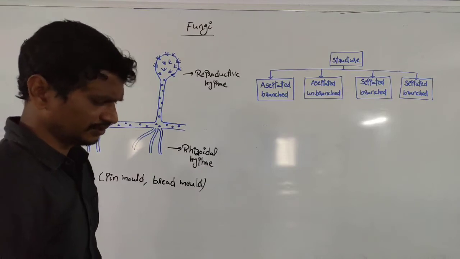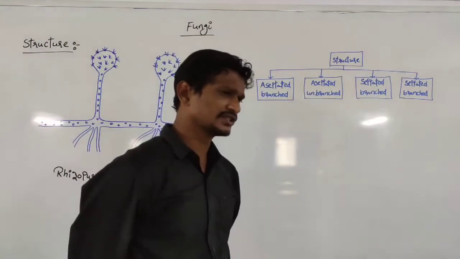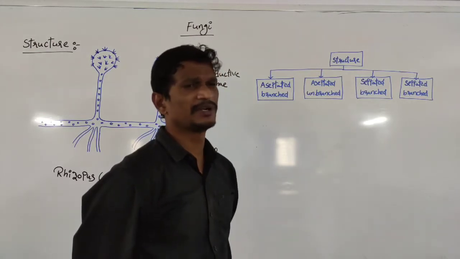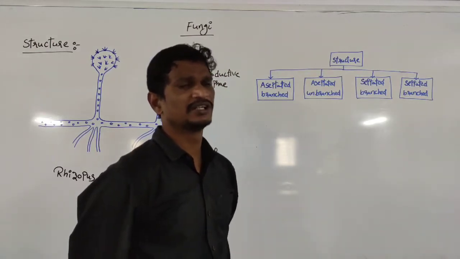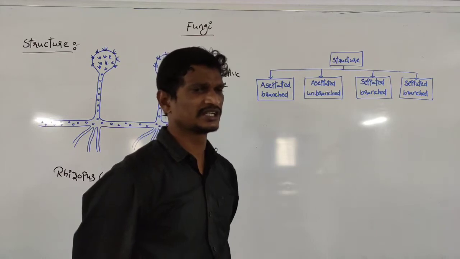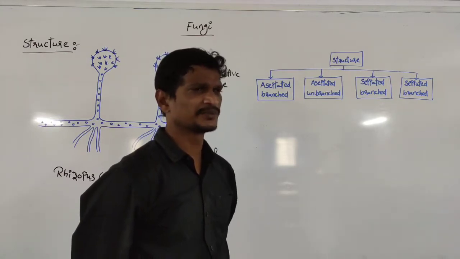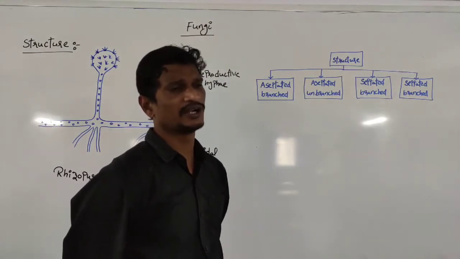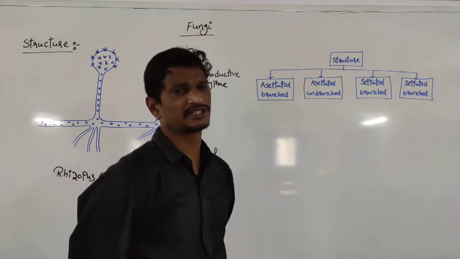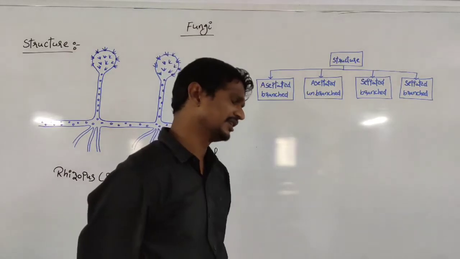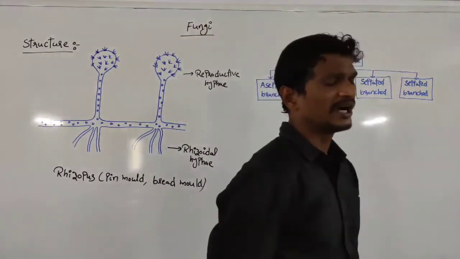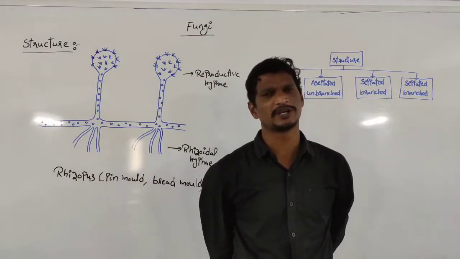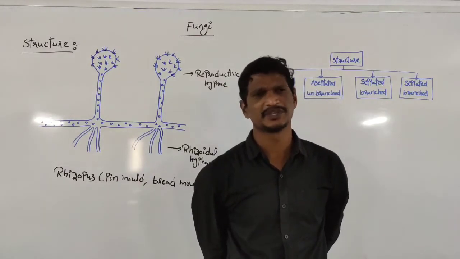See, in the last class we already discussed that within the fungi there are filamentous structures present, and for certain biochemical reasons these filamentous structures are not called filaments. These structures are called hyphae, right? And a group of hyphae is called mycelium.